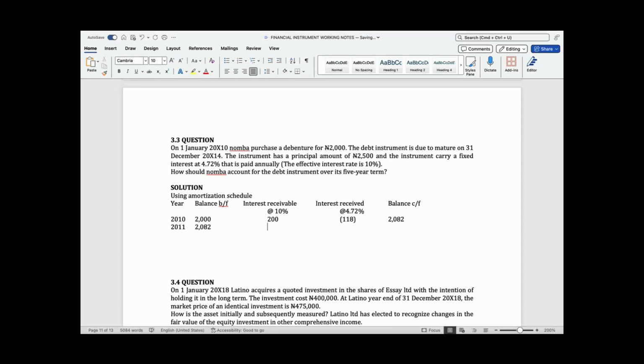So I'll carry it forward. My interest receivable is still 10% of the opening, which is 208.2. The interest received will always be on the principal amount. It's a fixed amount every year. So how much is the balance carried forward? 2,172.2.